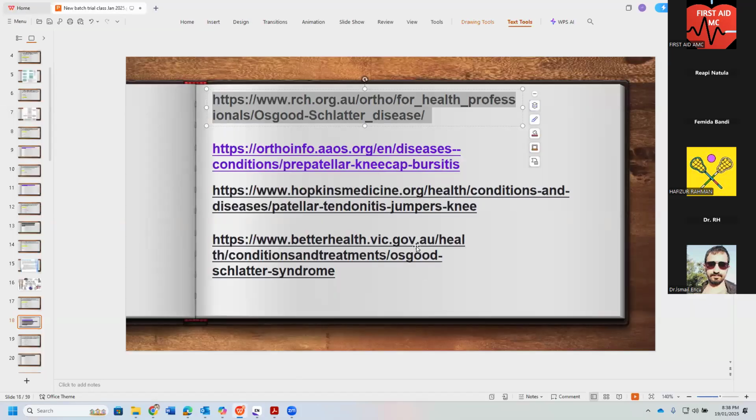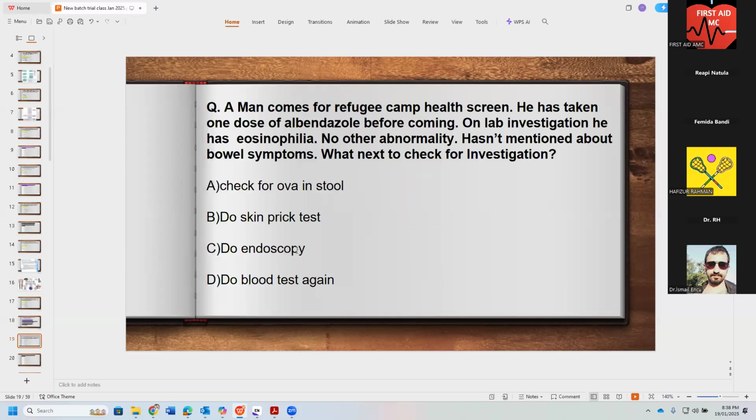Clear, guys? Any question from there? All right. I have given another link for Victorian health information on Osgood-Schlatter syndrome. It's basically the same as what was discussed by the Royal Children's Hospital. Okay, let's move on to the next question.